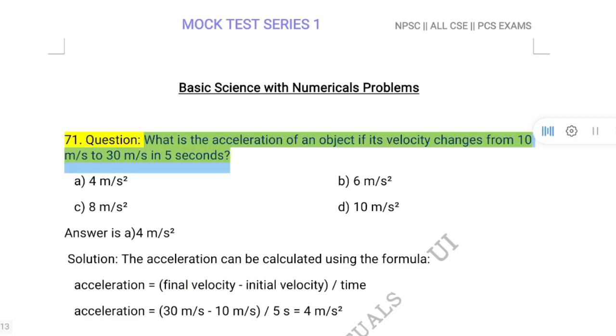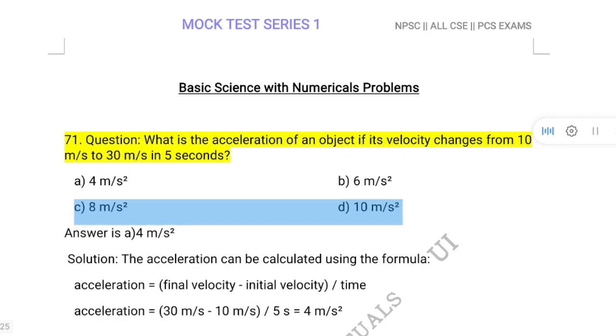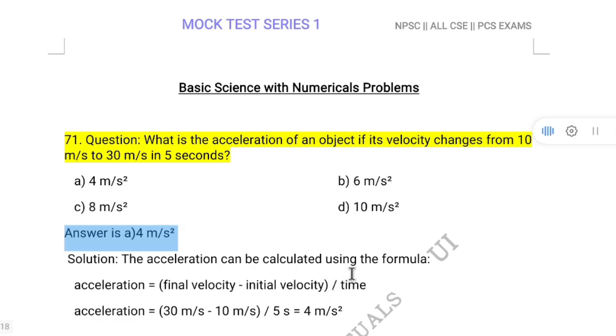71. Question. What is the acceleration of an object if its velocity changes from 10 meters per second to 30 meters per second in 5 seconds? A. 4 meters per square second. B. 6 meters per square second. C. 8 meters per square second. D. 10 meters per square second. Answer is A. 4 meters per square second.